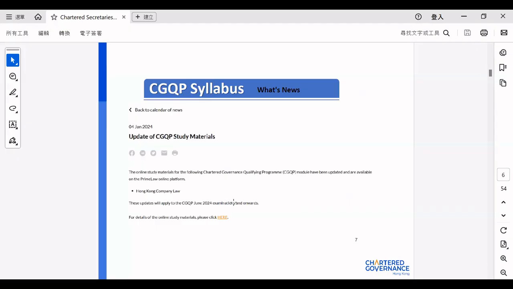Now, firstly, it would always be very good for you, as a practice, to check what has been updated for this syllabus. Of course, you can go to the CGQP website, and there are always some notes on what is new and what has been changed. It's lucky that for this subject, we do not have a lot of changes.